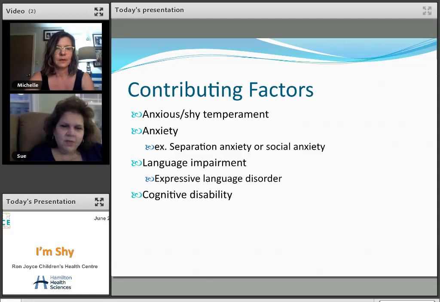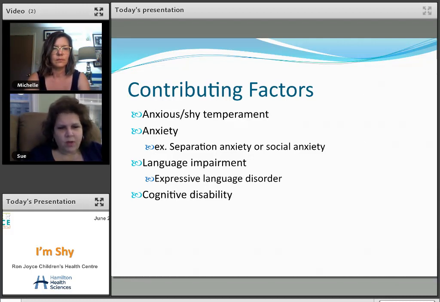So there can be some contributing factors as well, and it could be that they just have a little bit more of an anxious or shy temperament, and that can be genetic as well. If they do have anxiety, what kind of anxiety do they have? Because there are different types of anxiety. They may have separation anxiety, and separation anxiety is pretty typical up until about age 5.